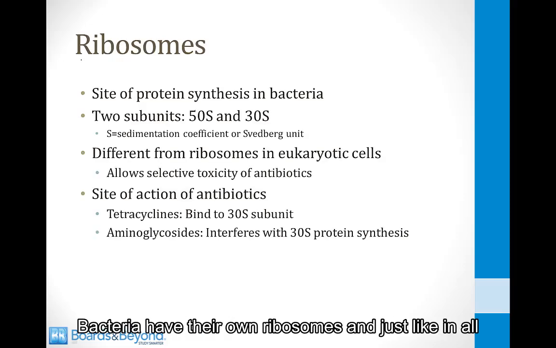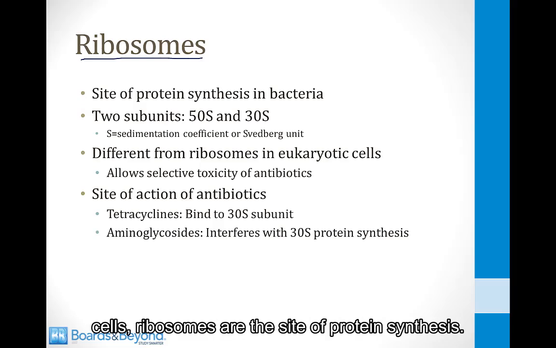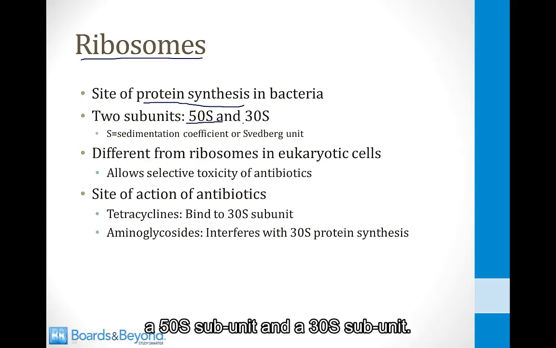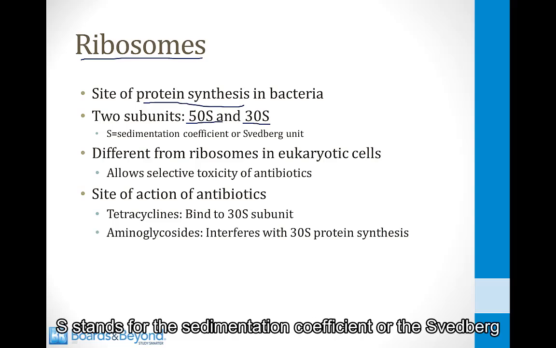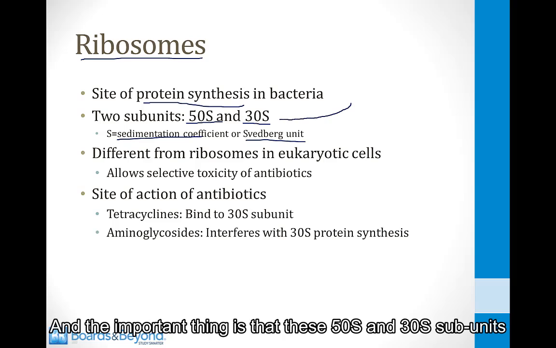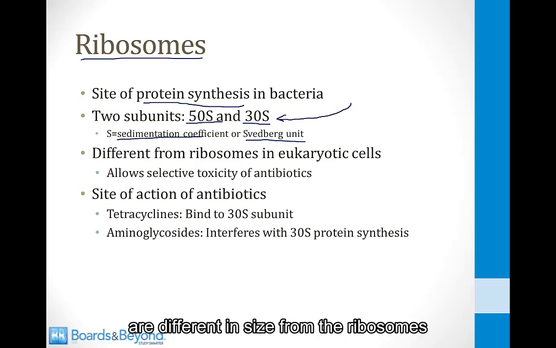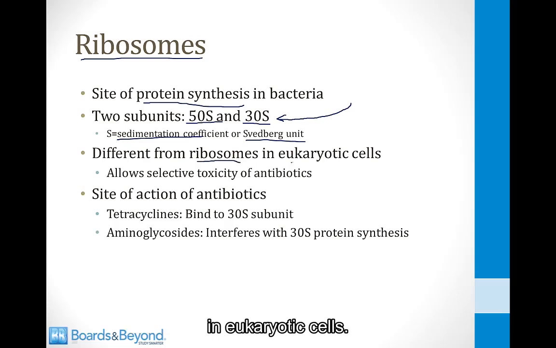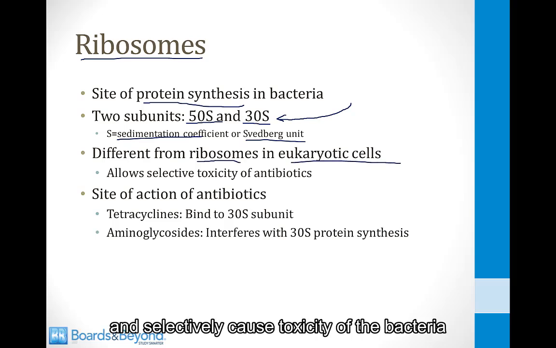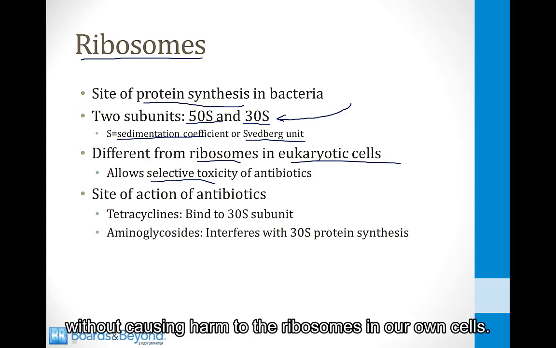Bacteria have their own ribosomes, and just like in all cells, ribosomes are the site of protein synthesis. And the ribosomes in bacteria are made up of two subunits, a 50S subunit and a 30S subunit. S stands for the sedimentation coefficient or the Svedberg unit, but the bottom line is it's a marker of size. And the important thing is that these 50S and 30S subunits are different in size from the ribosomes in eukaryotic cells, and this allows us to target them with antibiotics and selectively cause toxicity of the bacteria without causing harm to the ribosomes in our own cells.